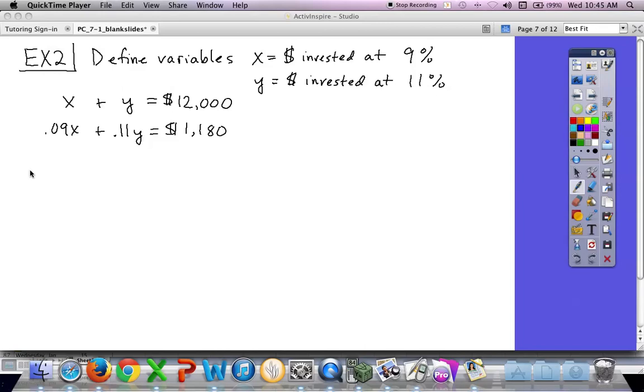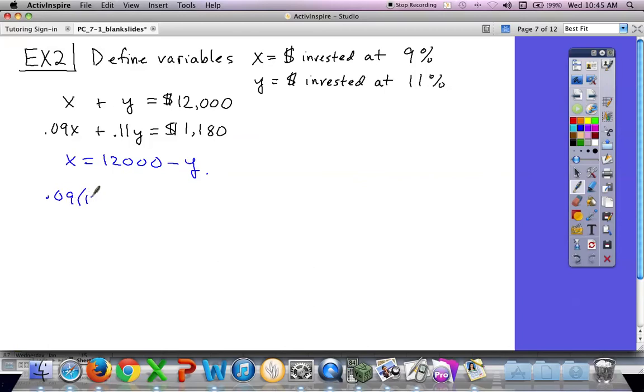Which equation would you choose to solve for which variable? You're probably going to go here, right? There's no reason you would want to pick one that's got these decimal coefficients. So pick one, it doesn't matter. How about x equals 12,000 minus y? That's step 1. Step 2, plug it into the other one.